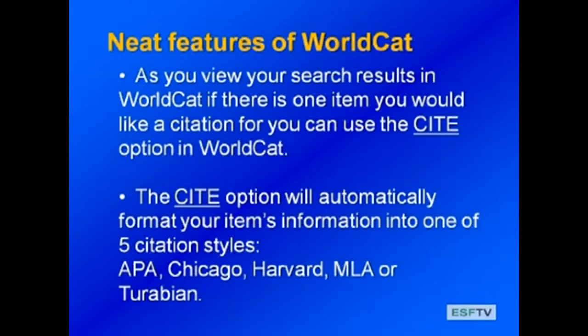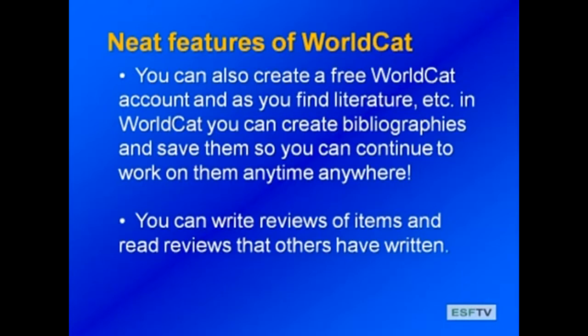A really neat feature of WorldCat is when you're actually looking at an item and you want to save that for a citation, for a bibliography, for a research paper, you can use the Cite option and it will actually reformat your citation for you. And then you can copy and paste that into your bibliography. Or you could create a free WorldCat account, and when you cite your items, you can save them within WorldCat, so you can have bibliographies going in WorldCat of all your research. So as you're doing your research, you open up WorldCat, you open up your account, and you just keep adding to your bibliography until you're ready to print it off for your research paper.